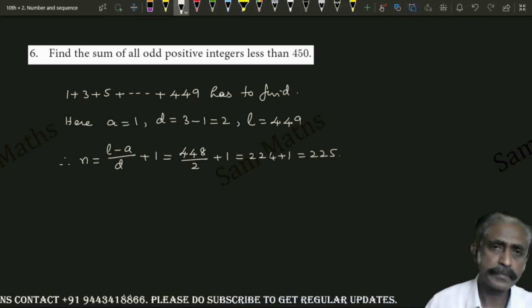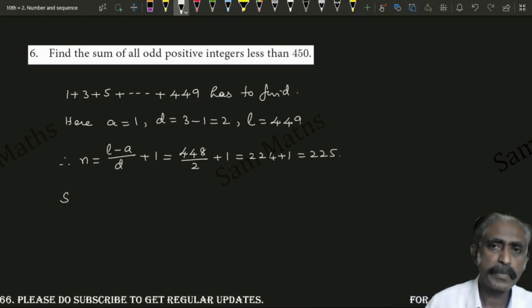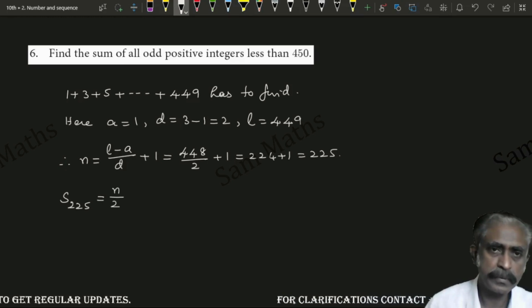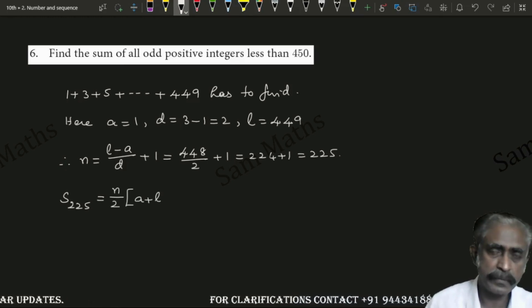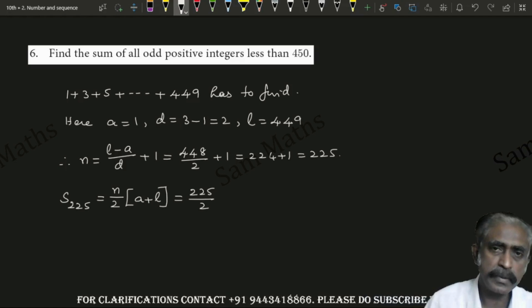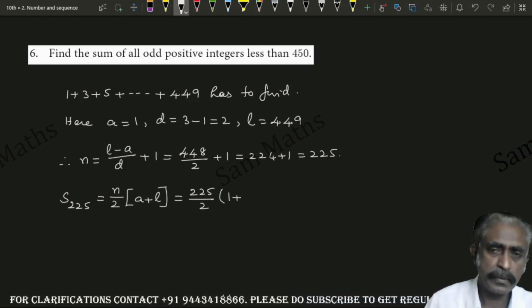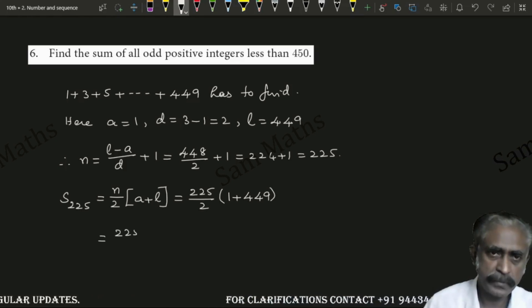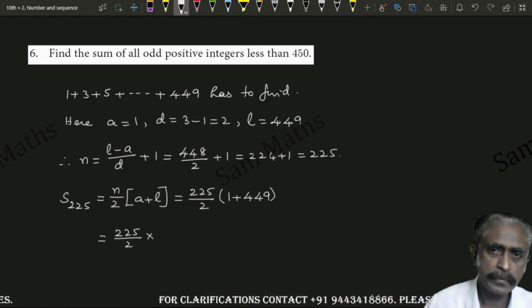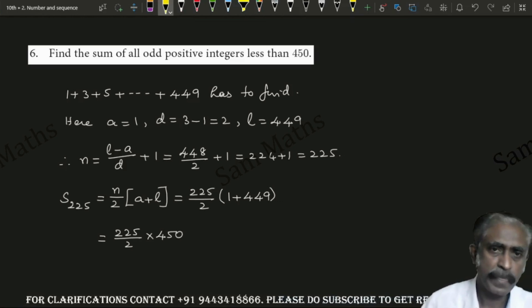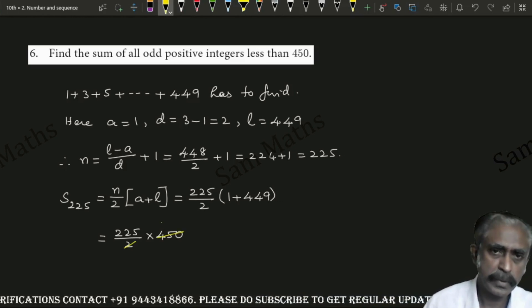Now we need Sn. S225 is equal to, you know the formula, n by 2 into A plus L, since we know L value, which is equal to 225 by 2 into A value is 1 plus 449, equal to 225 by 2 into 450. This we can cancel. We are getting 225.